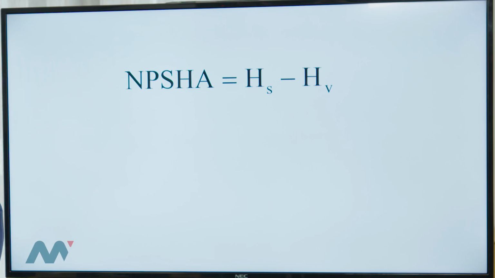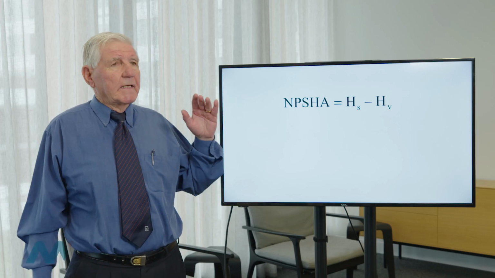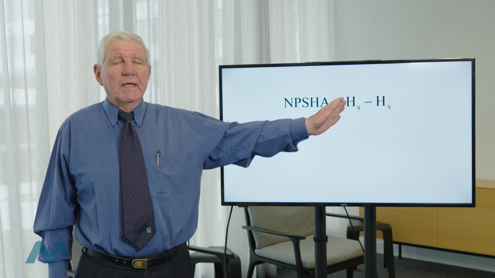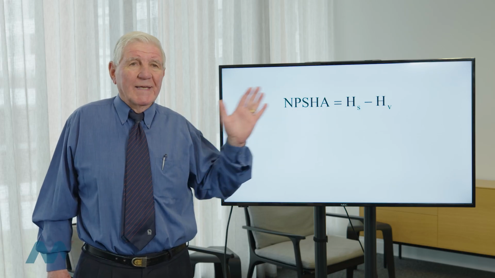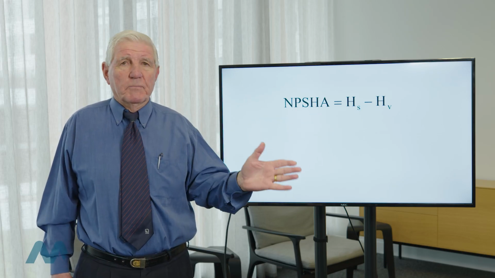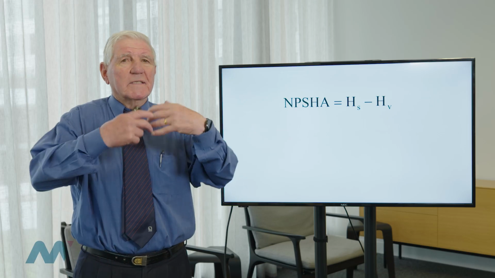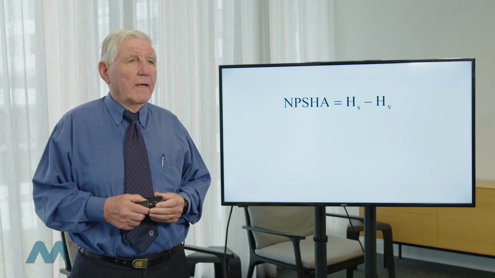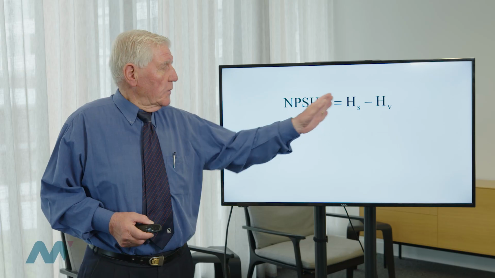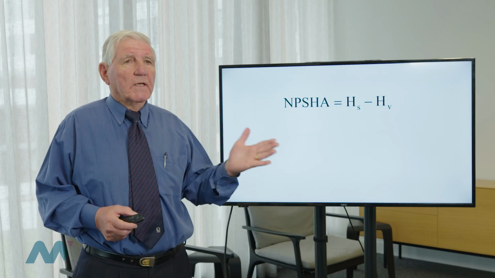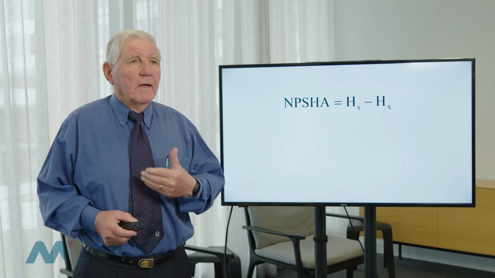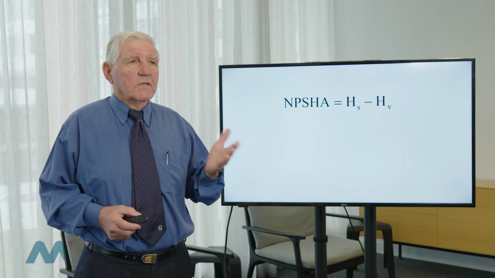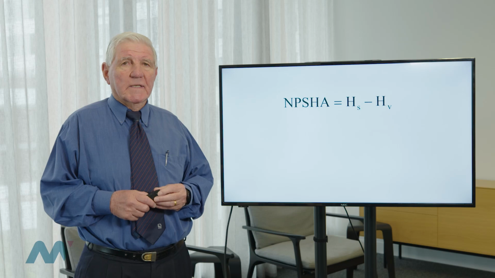NPSH-A, I told you that belongs to the system. And it is the difference between the pressure at the suction eye of the pump and the vapour pressure of that fluid at that flow rate and at that temperature. So all of that is determined by the measurement of NPSH-A. You have to calculate the system head on the suction side of the pump and then take away the vapour pressure that's required to keep the liquid as a liquid.